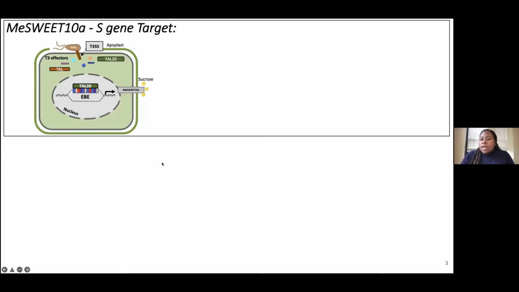One of the S gene targets that we are interested in, in the lab is MeSWEET, which is a part of a family of sucrose transporters. It is ectopically expressed by the TAL effector TAL20. So when TAL20 binds to the MeSWEET EBE site, it leads to sucrose being pumped out into the extracellular space where the pathogen is proliferating.